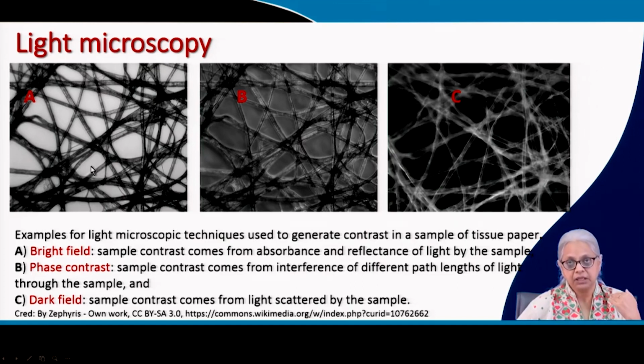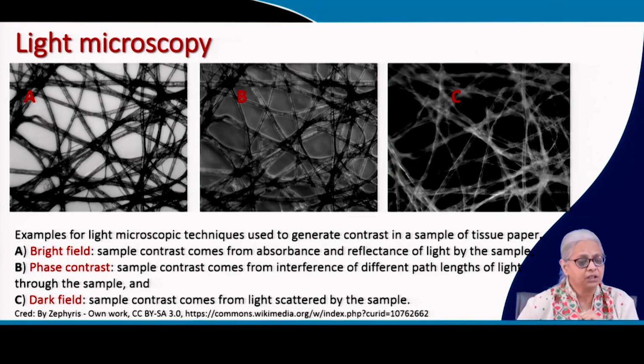So whatever color you see is the reflected color. Scattered is basically not going to be of much use except in dark field microscopy. That is where you're looking at the scattered light or the light reflected from the sides of the specimen.